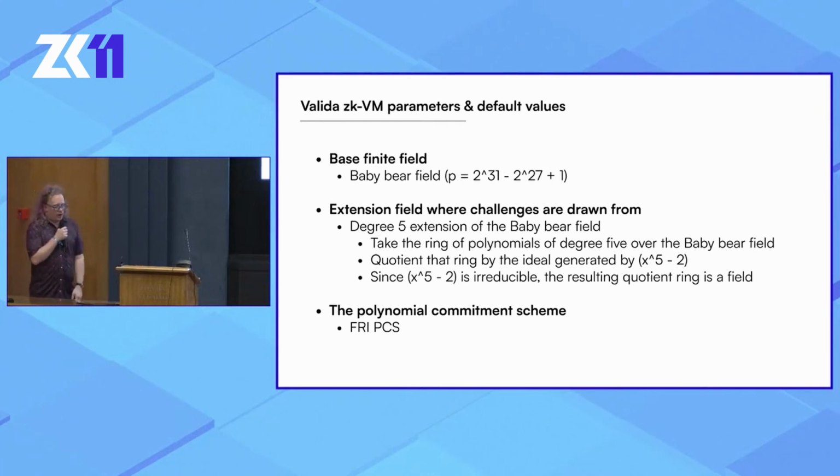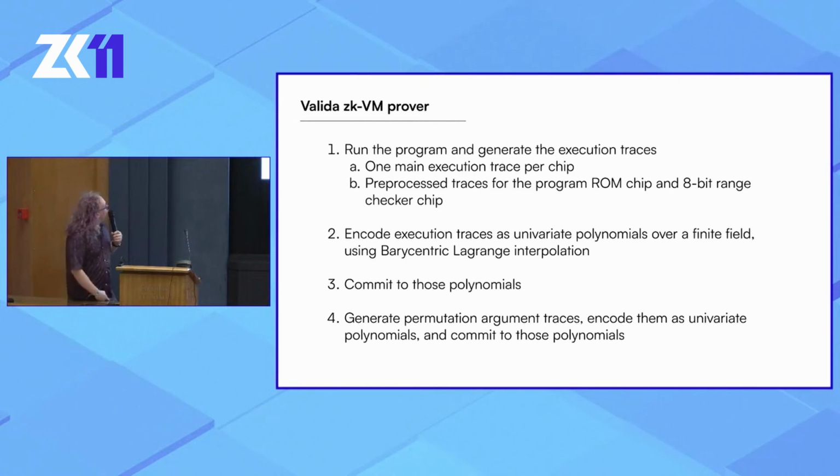However, we are looking at the possibility of using some new commitment schemes that came out this year, such as Basefold. So the general way the operation works is we have one execution trace for each chip, so the memory, the arithmetic, the CPU.